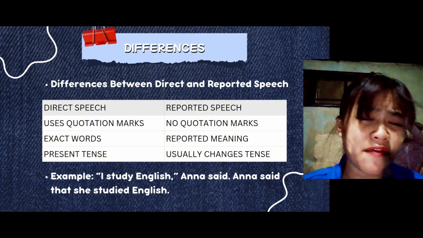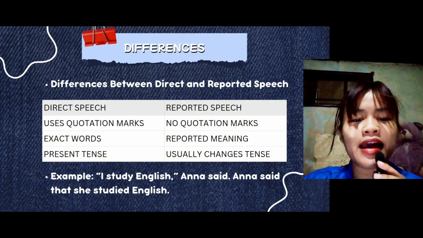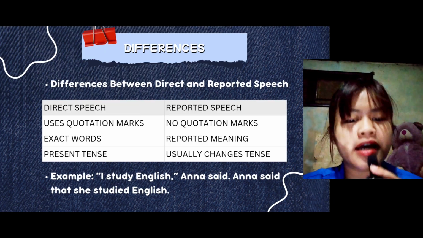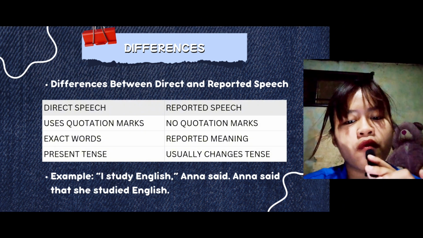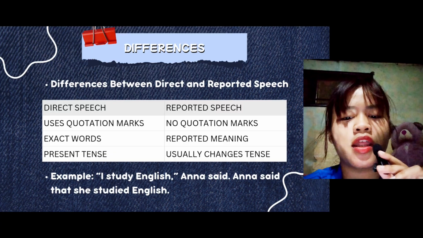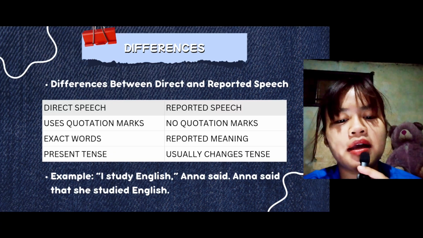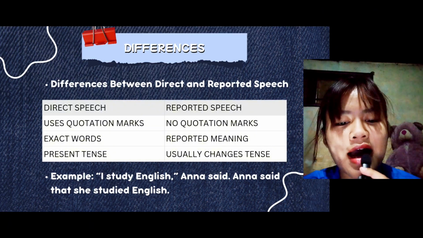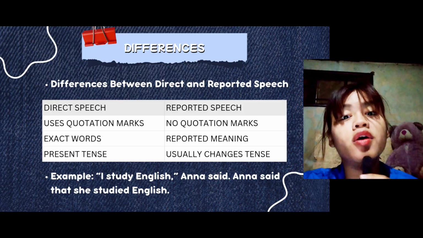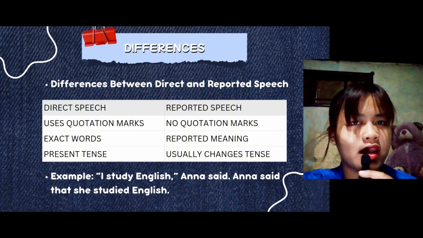And then the difference between direct and reported speech. Direct speech uses quotation marks, the exact words, and present tense. Reported speech has no quotation marks, reports the meaning, and usually changes tenses. And for the example: "I study English," Anna said. In the reported speech form: Anna said that she studied English.